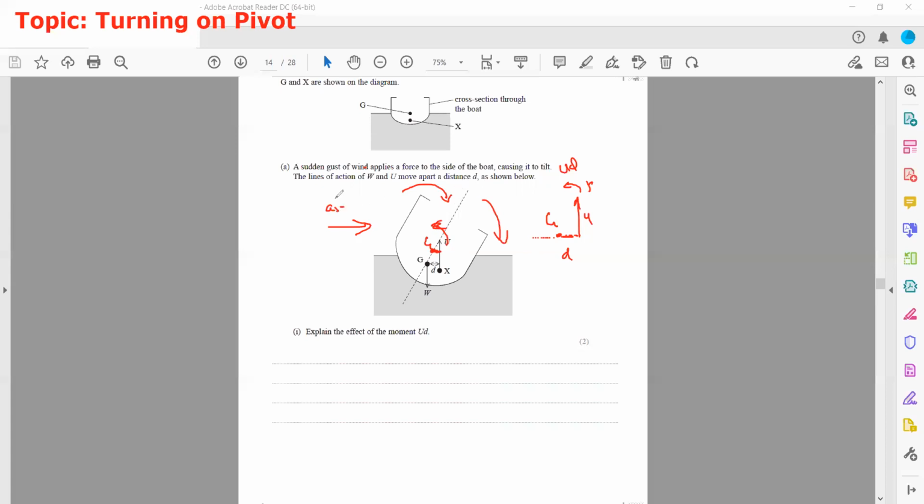So the air is causing a force on the boat and it is trying to cause a clockwise moment. But that is balanced by the upthrust, which acts upward and causes an anti-clockwise moment. But what happens if the center of gravity is raised? The anti-clockwise moment, which is the product of U and D, will decrease because D is decreasing. So the air might topple this boat.